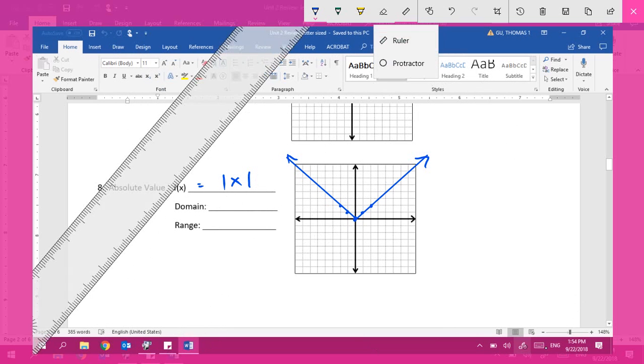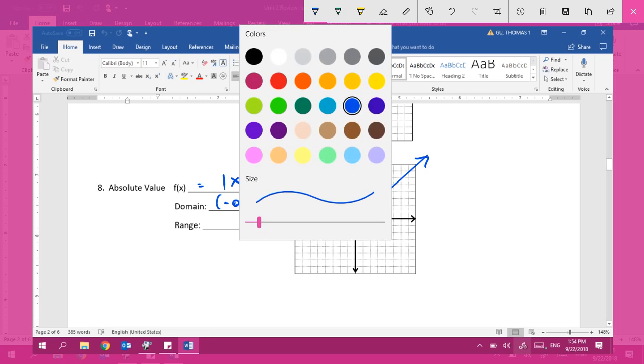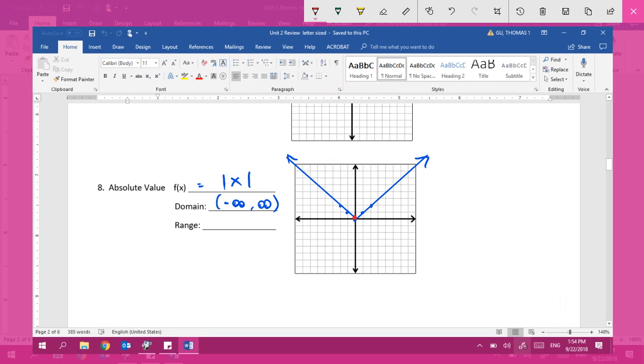And so what's my domain? You see it's going to the left forever, so -infinity. You can see it's going to the right forever, so it's +infinity. Okay, and then my range, the lowest point is right here at a y value of 0. So I'm just going to put 0. And what's the highest it's going? You see it's going this way up forever, so +infinity is the highest it's going. And that's my range, and that is it for absolute value.